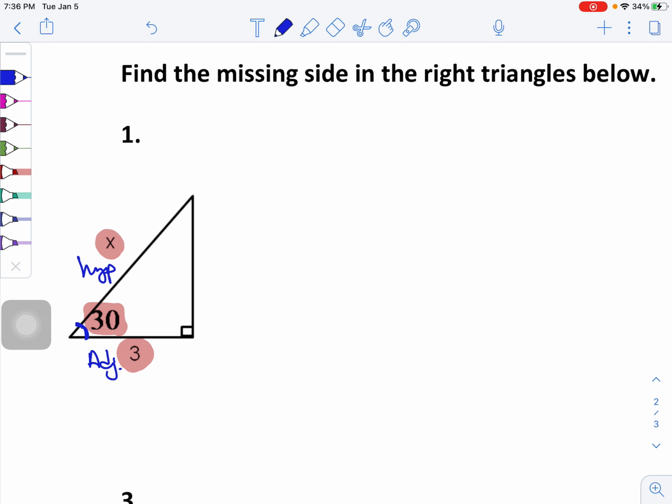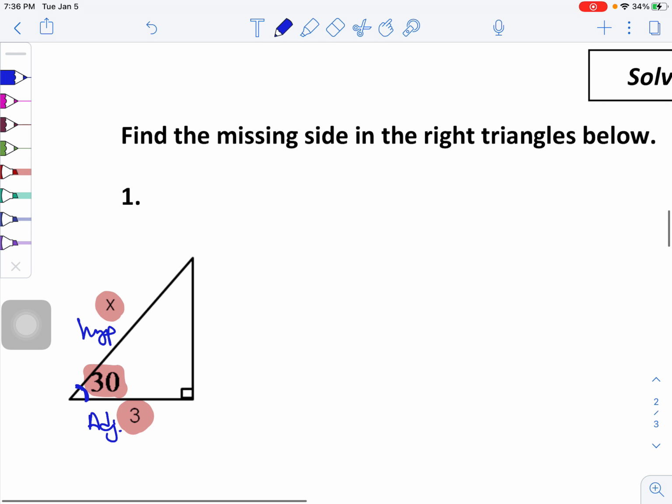So now, which of the trig functions uses hypotenuse and adjacent? Now, one thing I will tell you is there's actually 2 of them. Please don't use the reciprocal functions when you're trying to do these. The reason being is you're going to be using a calculator to find these answers, or some kind of technology, and it's actually easier to use either sine, cosine, or tangent, not secant, cosecant, or cotangent.